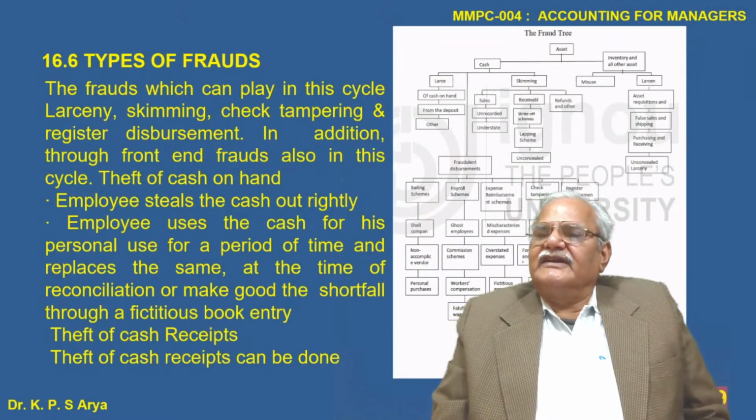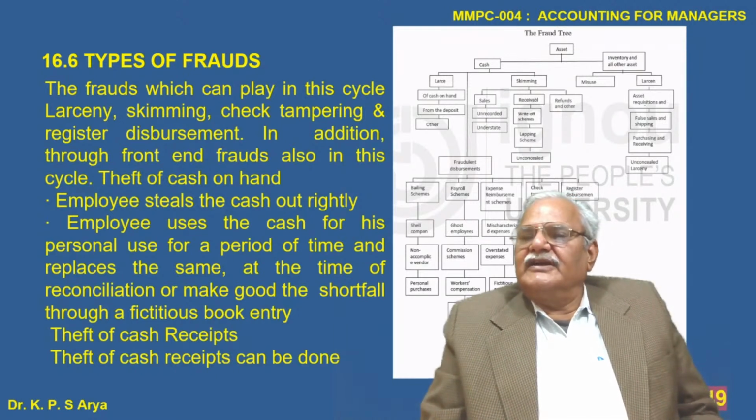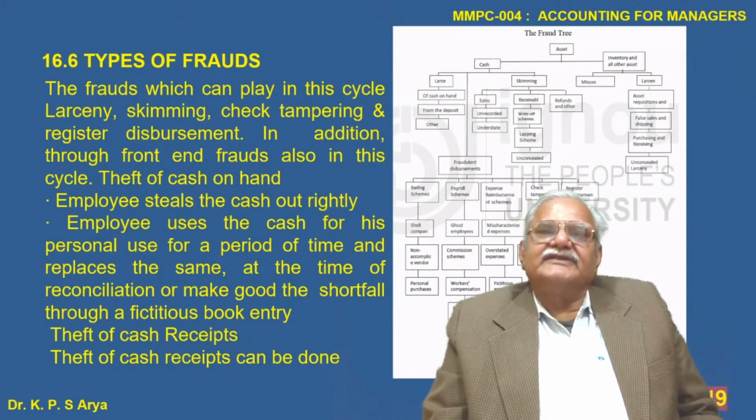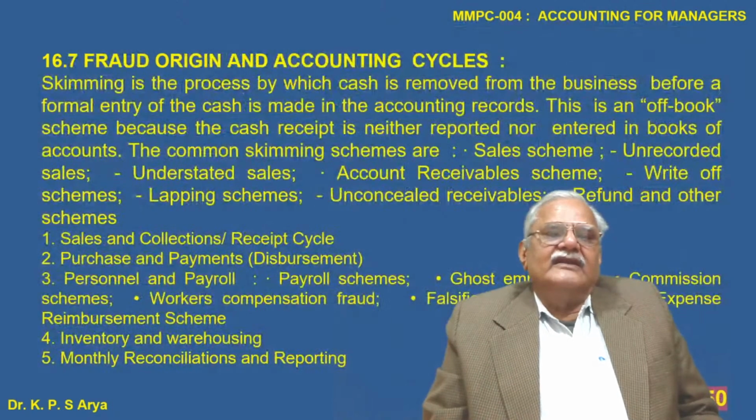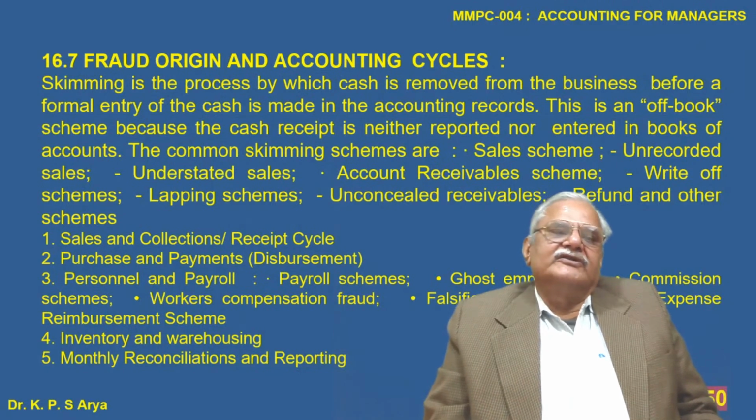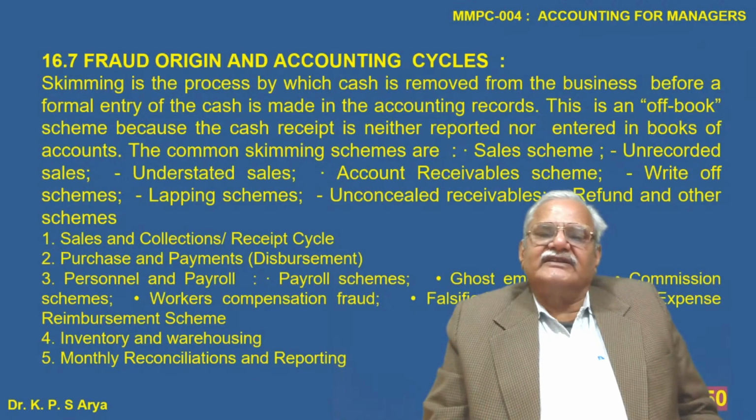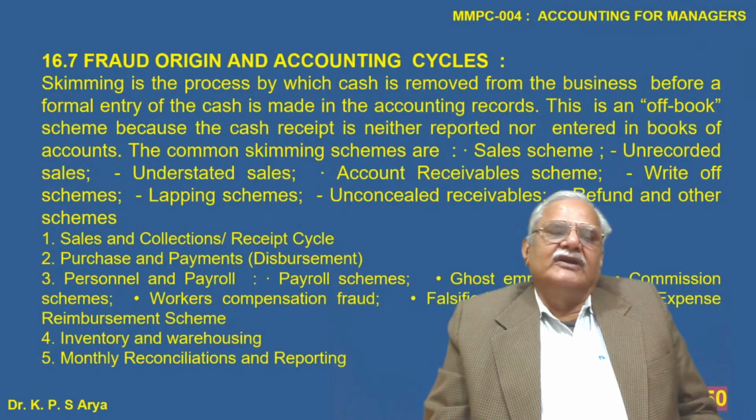Then inventory and all other assets: misuse and larceny, asset requisitions and transfers, false sales and shipping, purchasing and receiving, unconcealed larceny. Fraud origin and accounting cycles. Skimming is the process by which cash is removed from the business before a formal entry of the cash is made in the accounting records. This is an off-book scheme because the cash receipt is neither reported nor entered in the books of accounts.